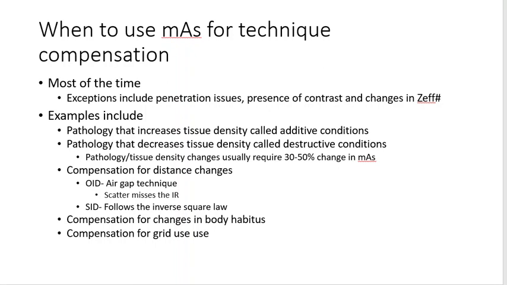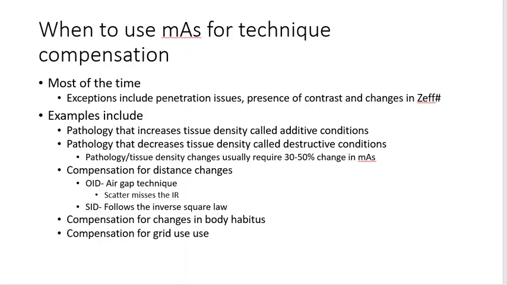It is also what we want to use to compensate for distance changes. Be those distance changes in OID. So if we've got an increase in OID, and we usually call that an air gap, what we have is scatter radiation that misses the image receptor. And that's a good thing. So if you increase your kVp to compensate for that, then you create more scatter radiation to strike the image receptor. So you defeat the purpose of using the air gap by increasing kVp. So you don't want to increase kVp if you utilize the air gap. You want to increase your mass to compensate for that.